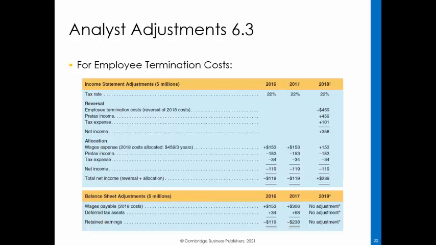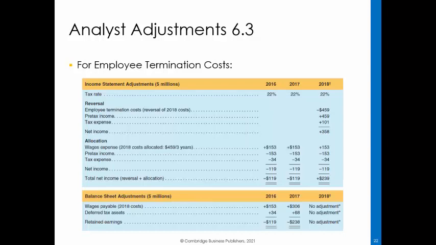It is estimated that net income was understated in 2018 when the company recorded large restructuring charges. Net income was overstated in the prior 2 years. The adjustments increased net income by $239 million in 2018.